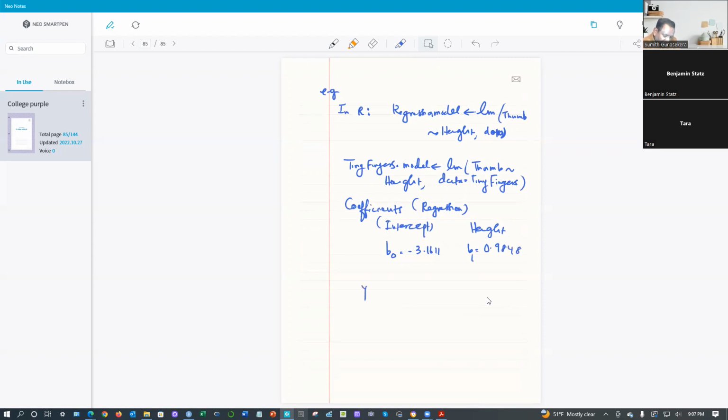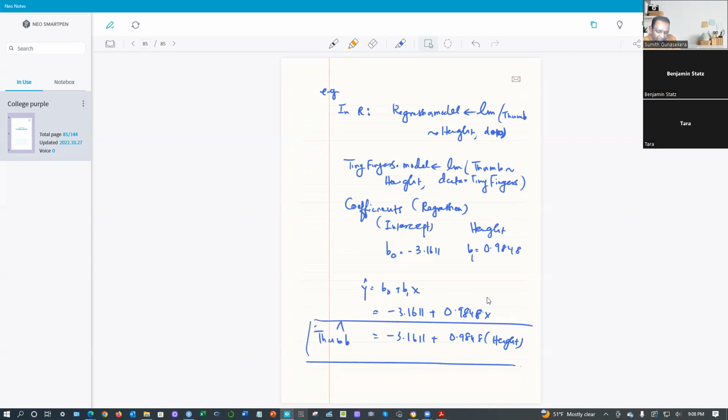Then you can put it back. y hat is nothing but b naught plus b1 x. b naught is negative 3.1611 plus 0.9848 x, for the given person's height. If you know the height of a given person, you can get the estimated thumb length. Why do we need that? Because if another person comes in, we can easily figure out the thumb length.